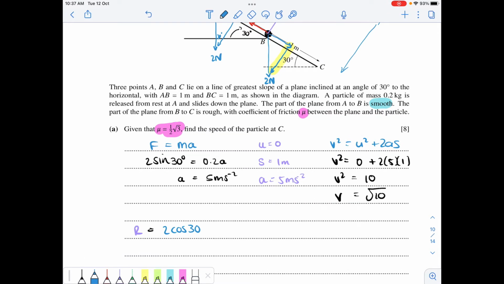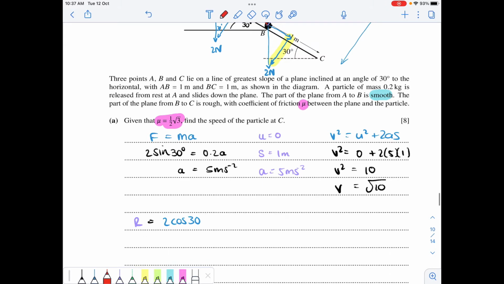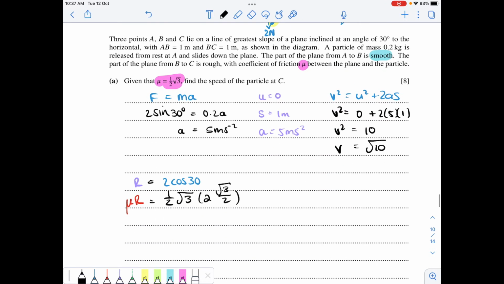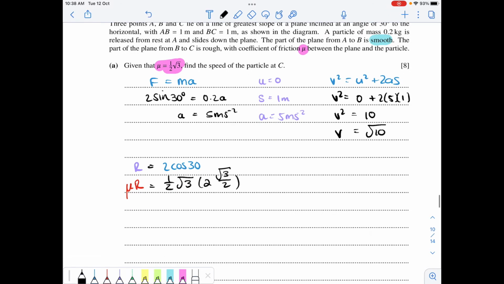Right, now that I know the normal contact force, I can calculate the friction force. So friction is just coefficient of friction times the normal contact force. And they give us the coefficient of friction as 1/2 square root 3. Okay, and that's multiplied by 2 cos 30. So what is 2 cos 30? Well, it's 2, and cos 30 is square root 3 over 2. It's one of your exact values that you should know. So we're going to have a lot of cancelling happening, which is obviously very nice. So we're going to get this 2 cancelling out, and we can see we're going to have square root 3 times square root 3, which will create 3, and we'll have 3 over 2, which is the same as 1.5 newtons. So we have calculated now friction force.